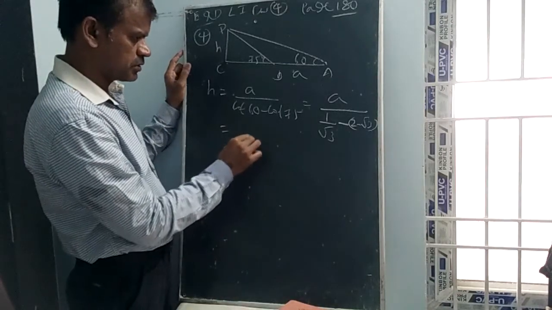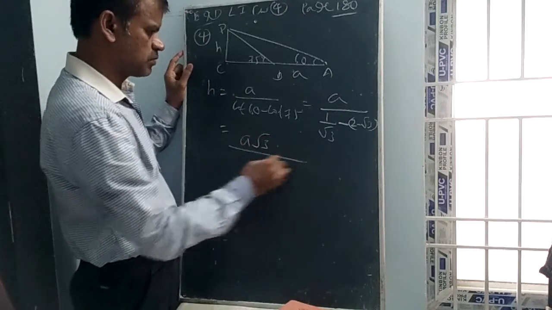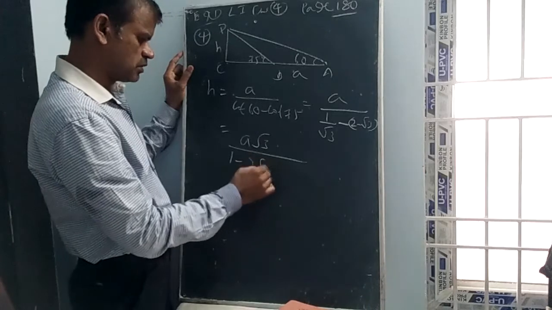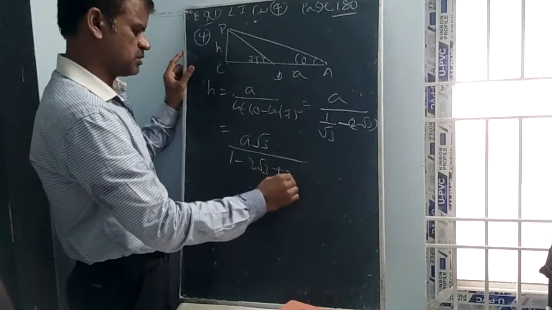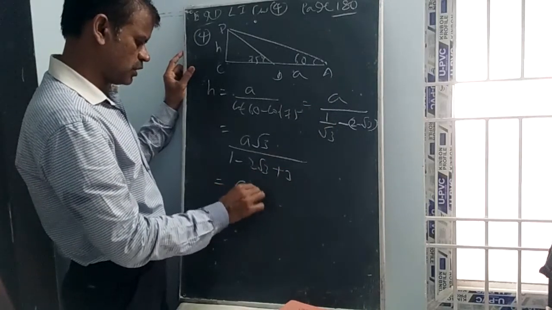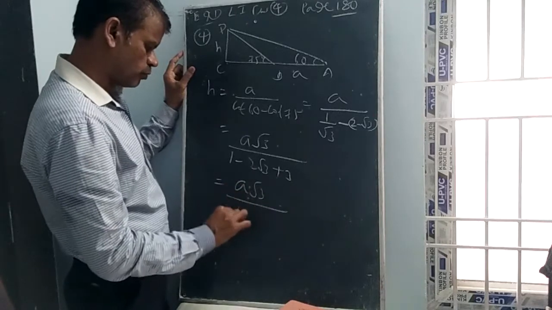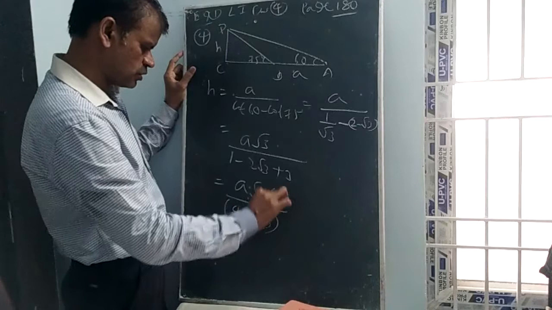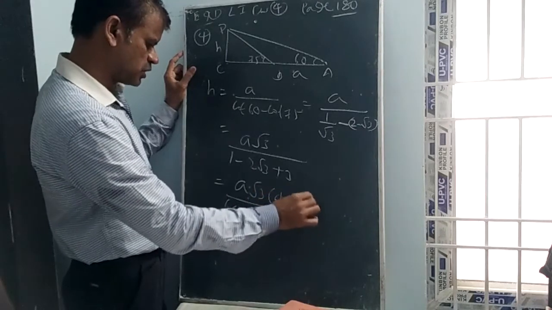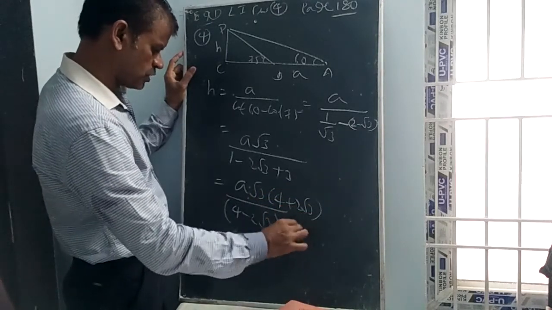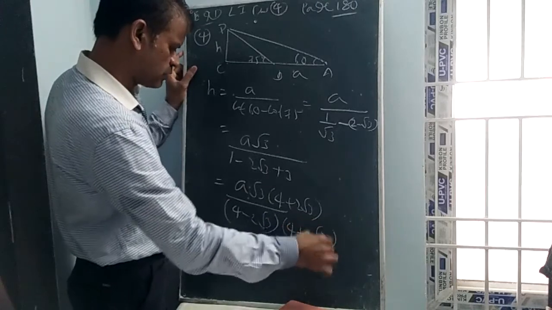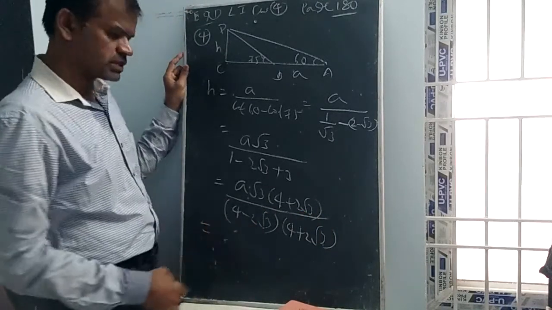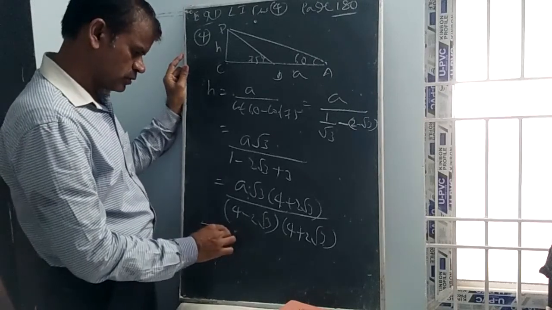This is also right. a root 3, taking LCM, by 1 minus 2 root 3 like this. Taking LCM, 2 root 3 plus 3. Okay. Now a root 3 by 4 minus 2 root 3 we can write. Take rationalization: multiply and divide with 4 plus 2 root 3. So a root 3 into 4 plus 2 root 3 by 16 minus 12.